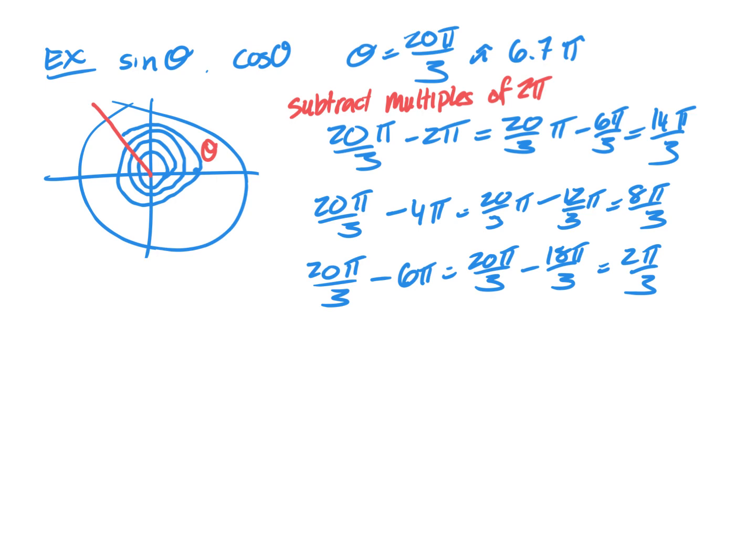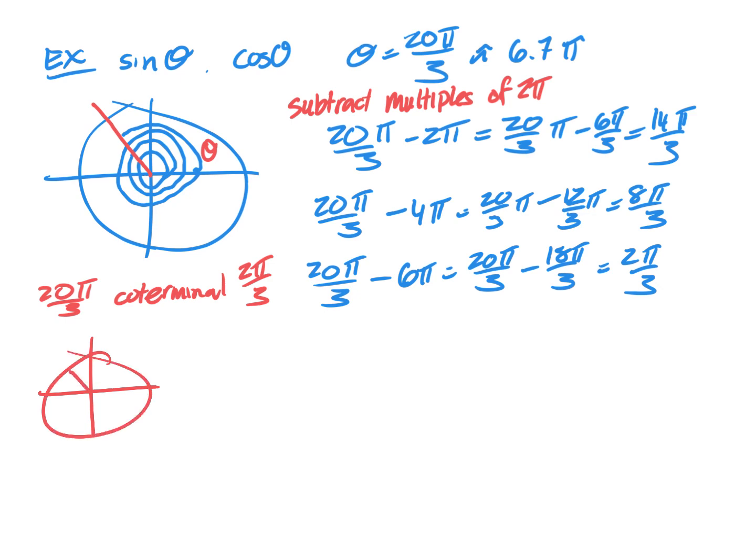And so in fact, what we did is we actually showed that 20 pi over 3 is coterminal with 2 pi over 3. So our problem is the same as if our angle theta was just 2 pi over 3. And so we're going to treat it like that. So we drew this out. The next step is to find the reference angle, theta prime.